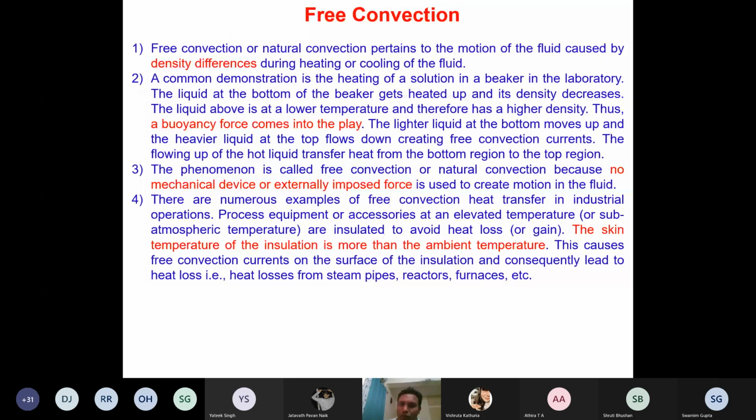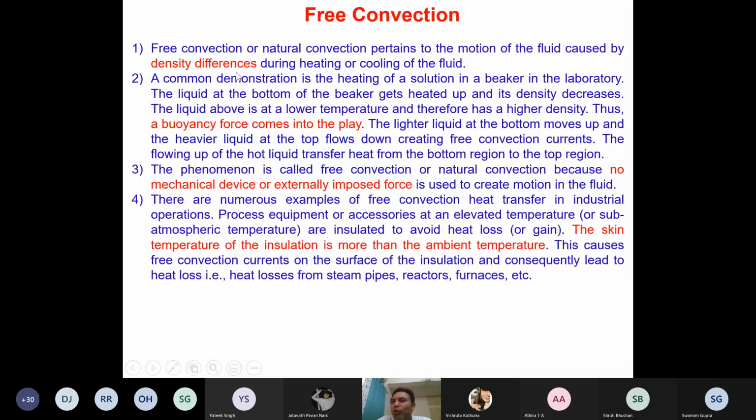Let us look at some of the salient features here. Free convection, or natural convection, pertains to the motion of the fluid caused by density differences during heating or cooling of the fluid. A common example is if you heat a liquid in a beaker in a laboratory, isn't it? So you are heating it from the bottom.